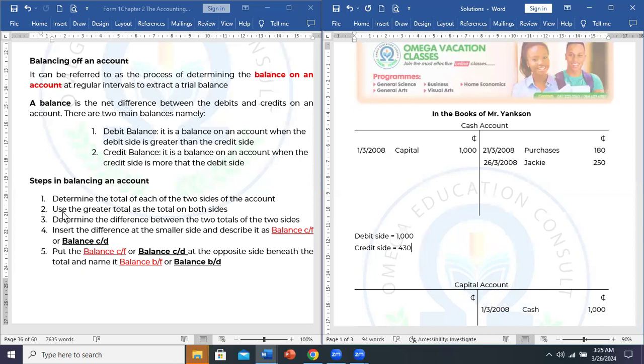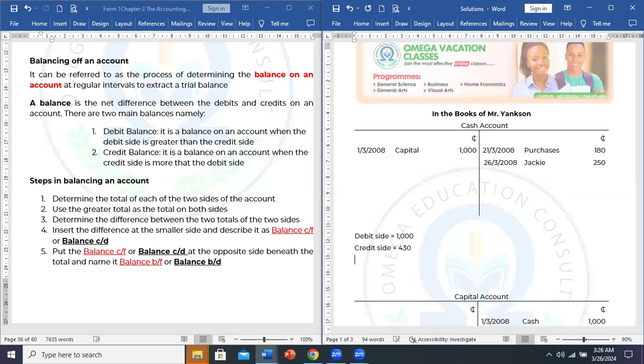The second step is use the greater total as the total on both sides. Now, I want us to skip that and go to the third and fourth. The third one says determine the difference between the two totals. So these totals that we have, we need the difference. What is the difference between 1,000 and 430? Is it 570? Okay, thank you very much. So that is the difference.